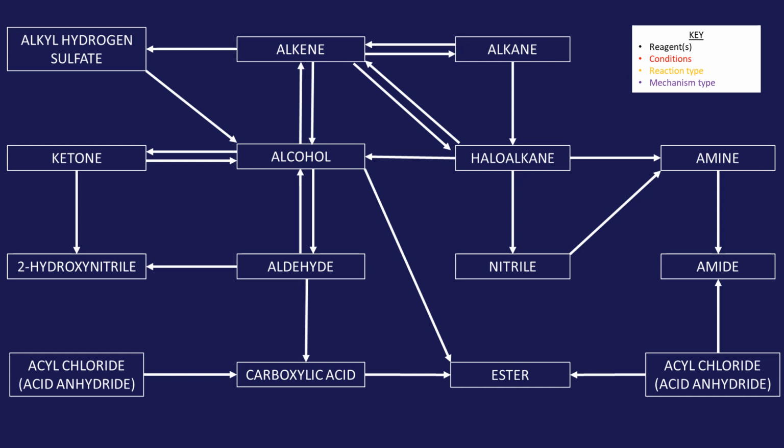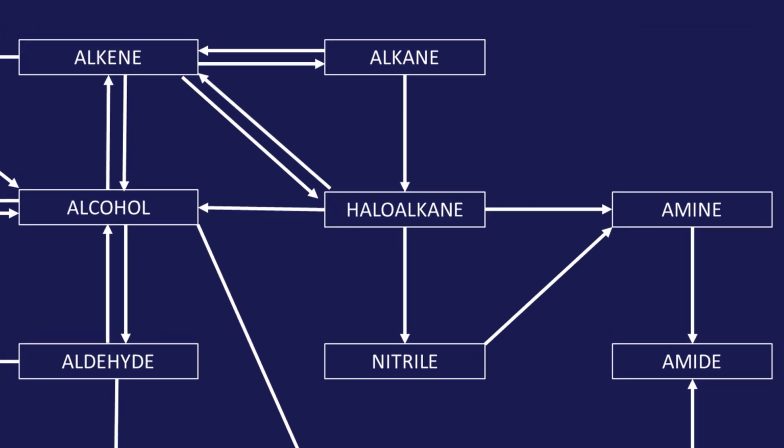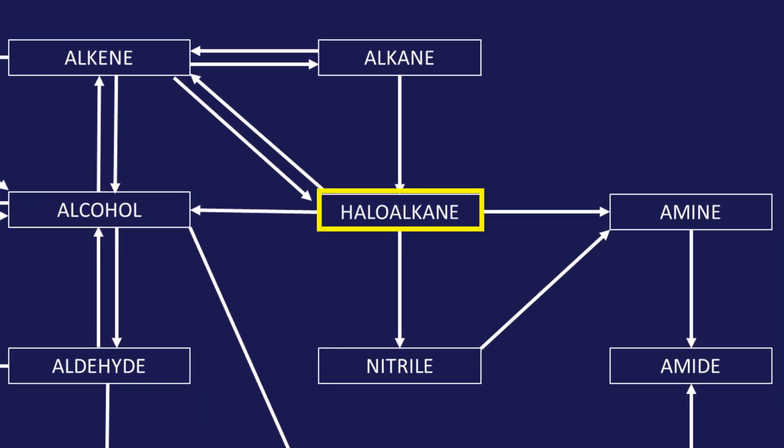So where does this fit on the whole reaction scheme then? These are all the reactions that we're going to learn about in A-level chemistry. Your haloalkanes tend to be your second topic after alkanes, and we're going to look at these 3 reactions. We're going to look at haloalkane to an alcohol, haloalkane to a nitrile, and haloalkane to an amine.